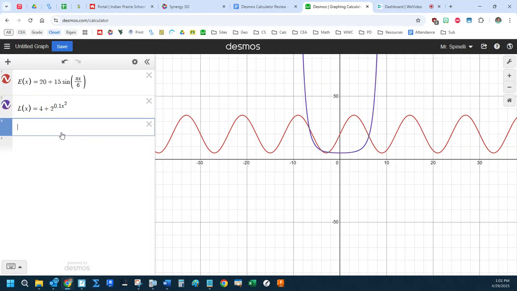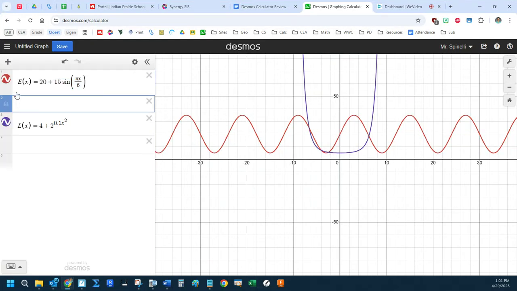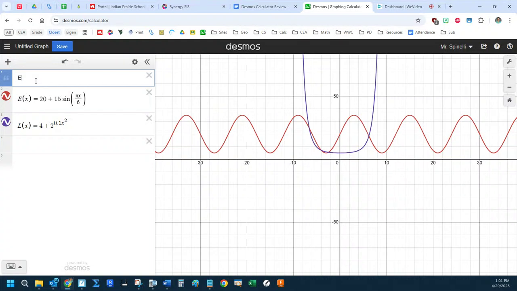So the first question says, how many fish enter the lake? Entering is this, which is in units of fish per day, which means if I were to take the derivative, I would get fish per day squared. So E is in fish per day, E prime is fish per day squared, which means the integral of E is in fish.